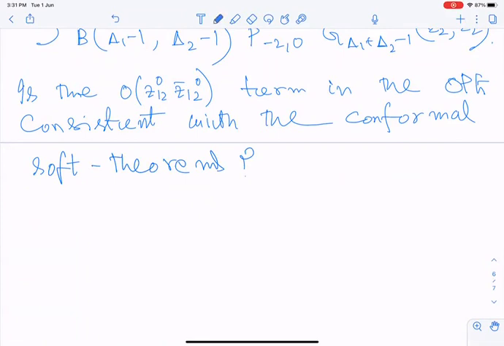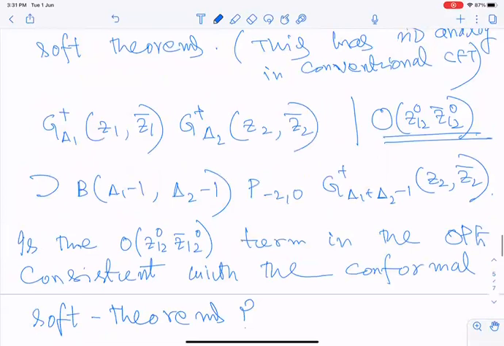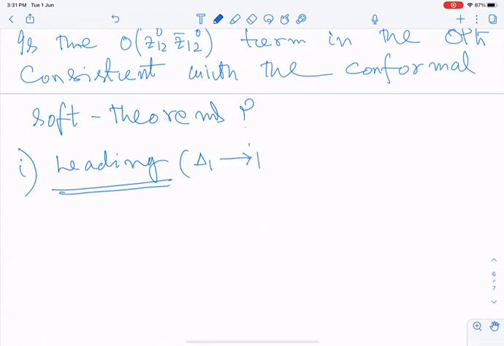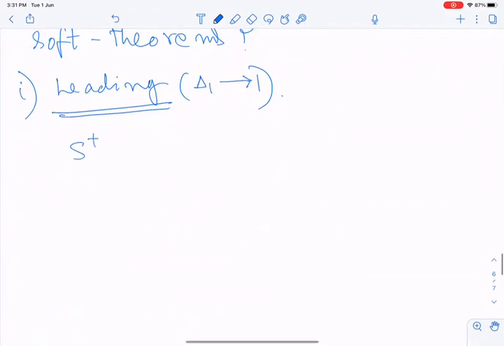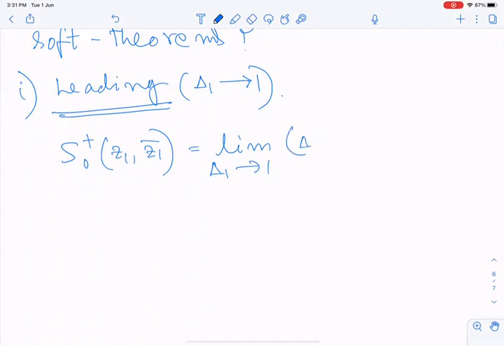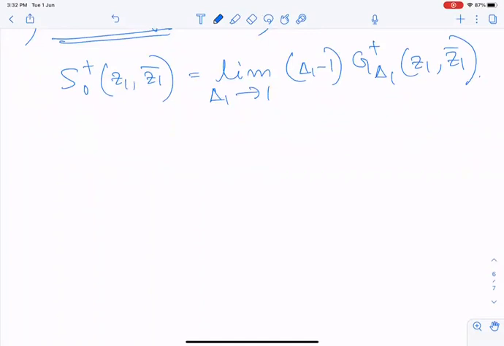Okay, so we'll do it one by one. The first one is the leading conformal soft theorem. The leading case, so we want to make this one soft, and in the leading case this means delta goes to one. We know what the leading soft graviton is, so that we call zero. So this is the leading conformally soft graviton, or the leading soft graviton.